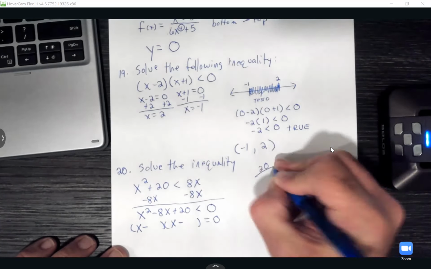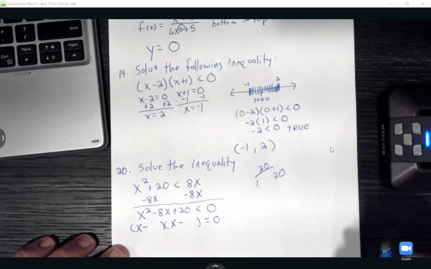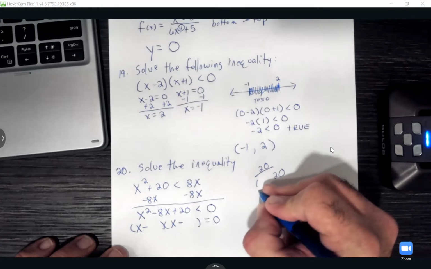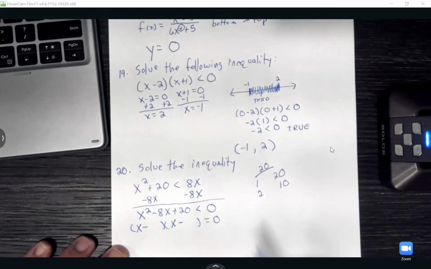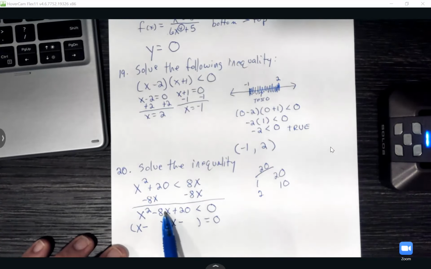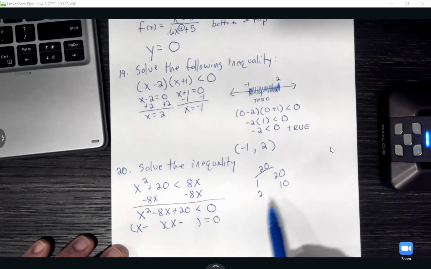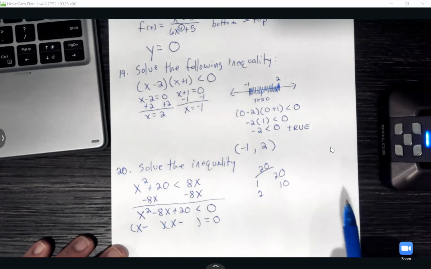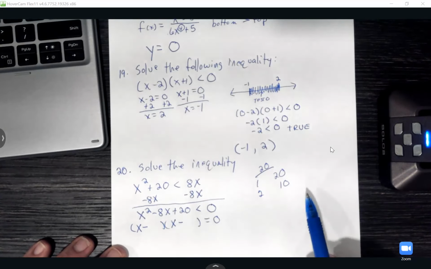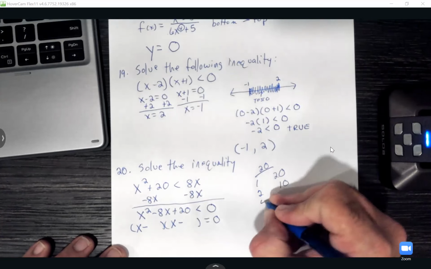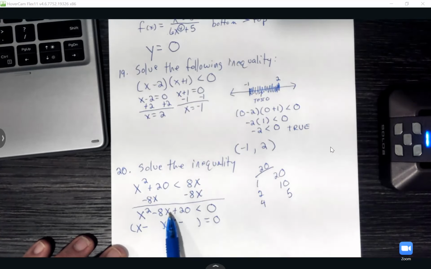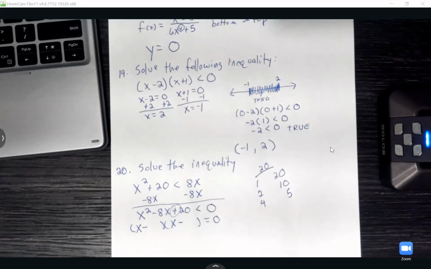So let me think. 20 can be 1 times 20. Those don't add to get me 8. What's next, y'all? 2 and 10. 2 and 10 don't add to get 8. Although they subtract, they don't add. I need them to add, remember. What's next? 3 don't work. How about 4 and 5? Well, 4 and 5 add to get a 9. Because remember, if the last one's positive, they got to add to get that middle.